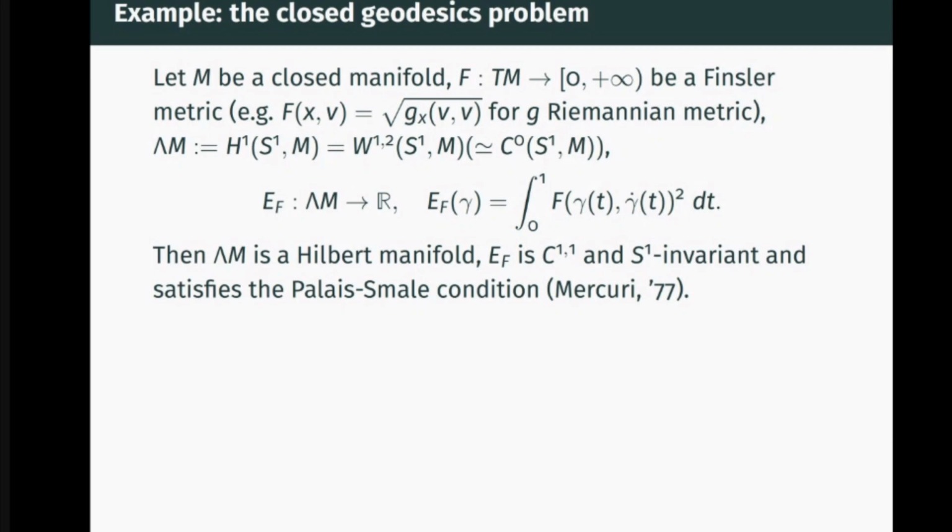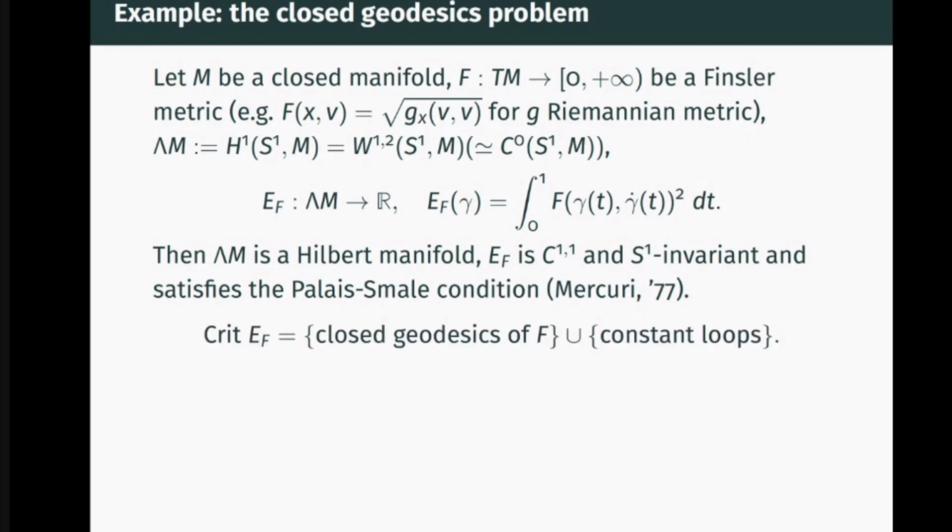And it was shown that this satisfies the Palais-Smale condition. I think in the Riemannian case, this was already known to Palais and Smale, but in the Finsler case, this was shown by Mercuri in '77. And so this means, in principle, it has all the nice things for the Lusternik-Schnirelmann approach.